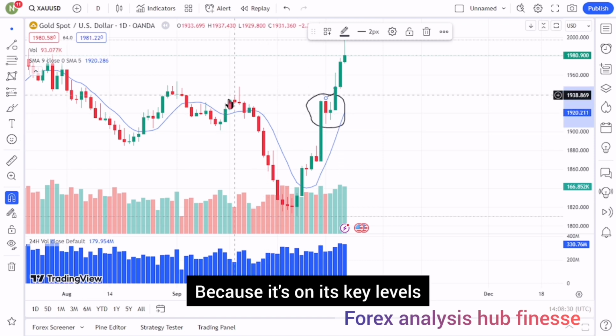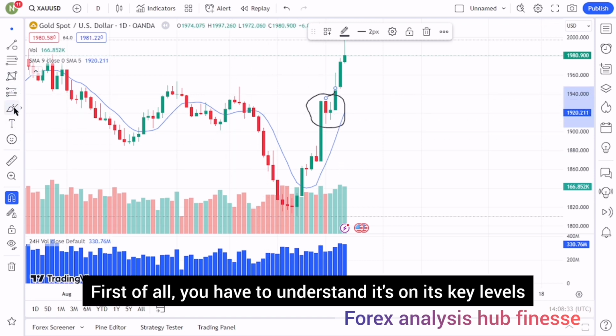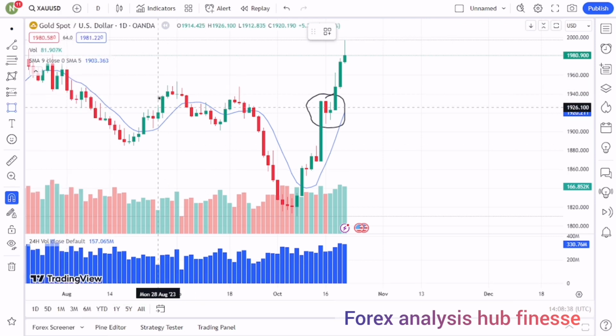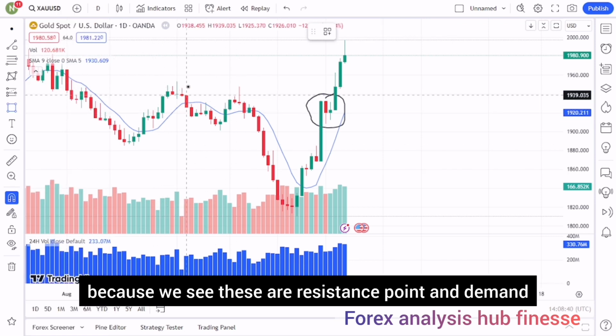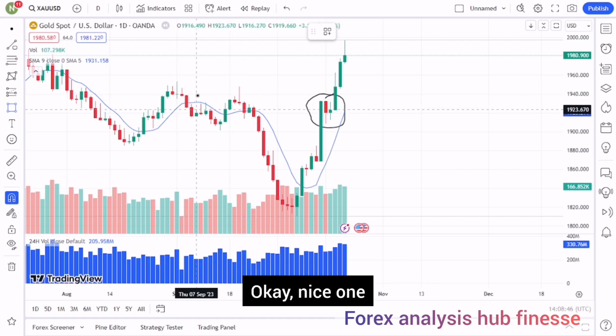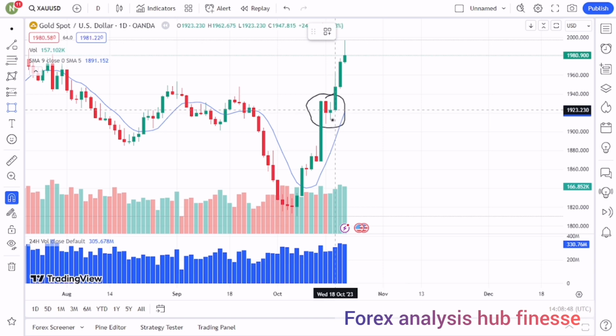Why? Because it's on its key levels. First of all, you have to understand it's on its key levels. We have a key level here because we see these are resistance point and demand. So here will be our supply zone. Okay, nice one. Let me show you this.